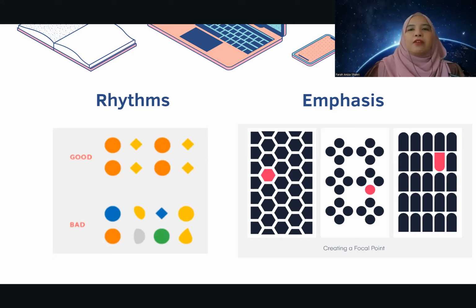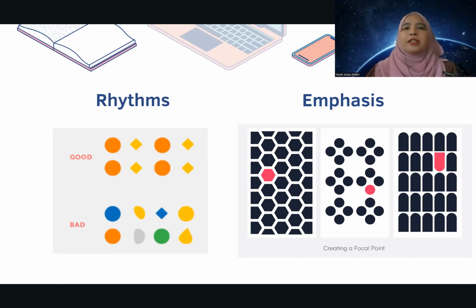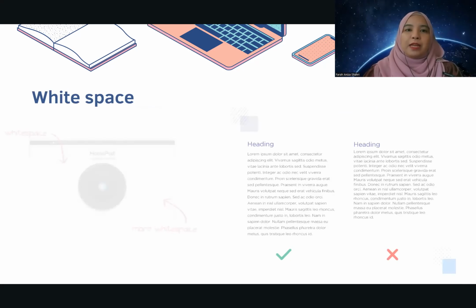Okay, next we have emphasis. Emphasis is where you want to create a focal point, or you want to grab the reader's attention. For example, the date of an event or the location, the important facts that you need to get across to the readers.